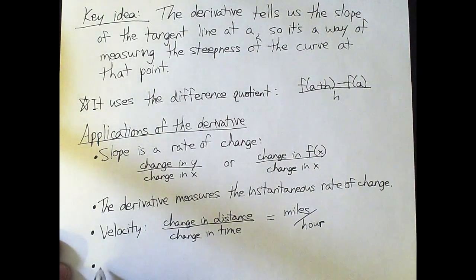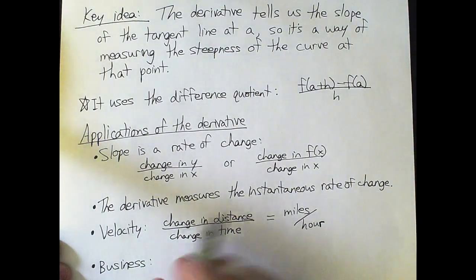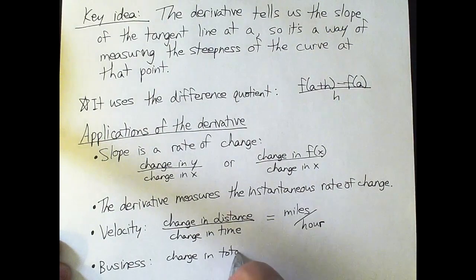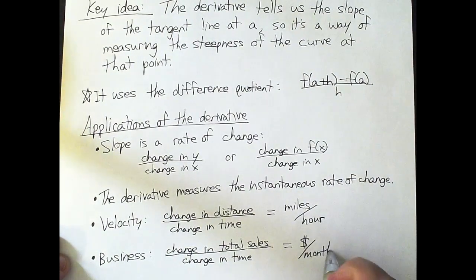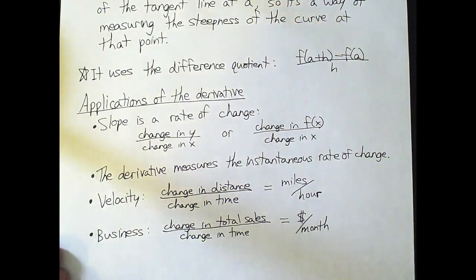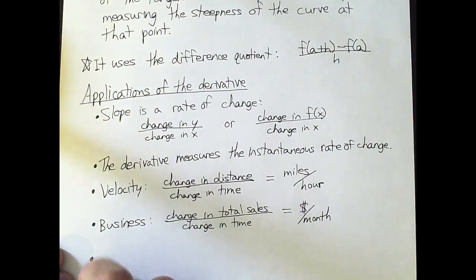There are also applications to other areas like business, such as a rate of change in total sales over a change in time. That might be measured in something like dollars per month. So maybe you want to know at what rate the total sales are changing. These are just two examples, but there are many applications.